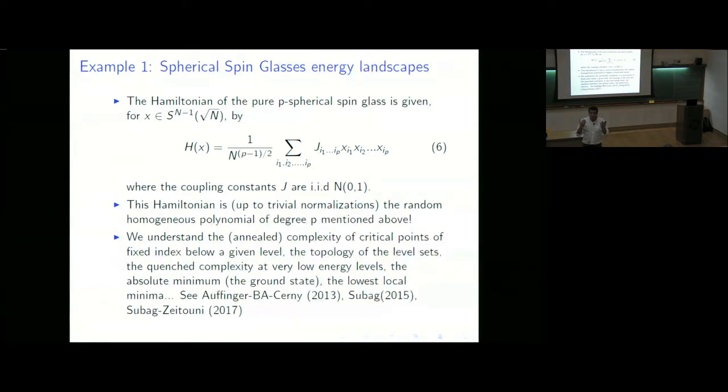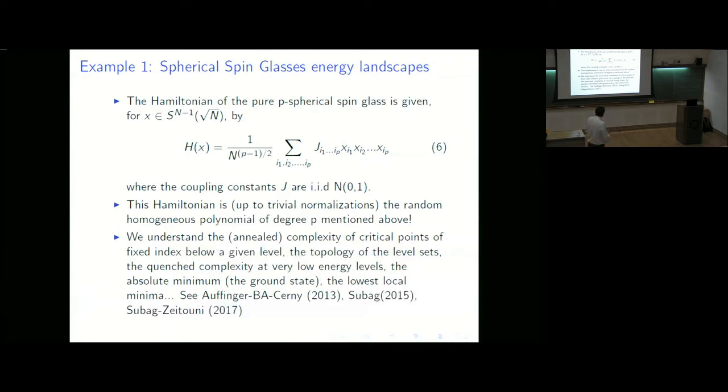But then if you want to really understand the complexity itself, you need to understand the quench complexity. So one way is to compute the second moment, right? And to compute the variance of the number of critical points. And this can be done. And precisely as Mark was asking, now you have to understand the correlation between two different points.